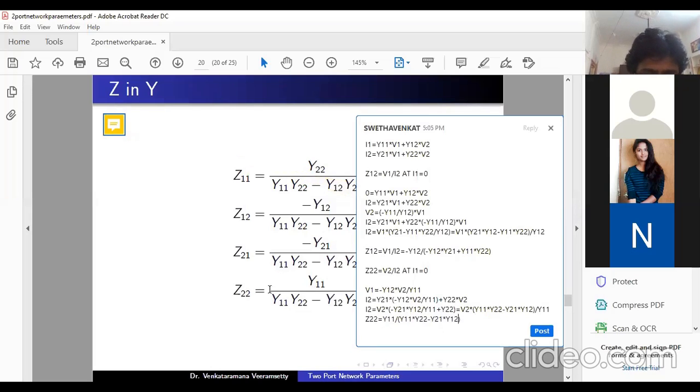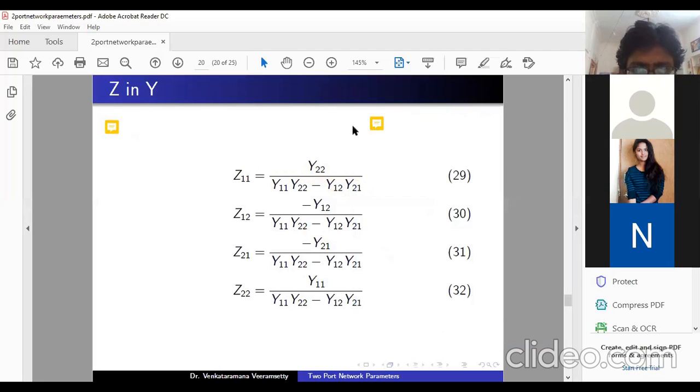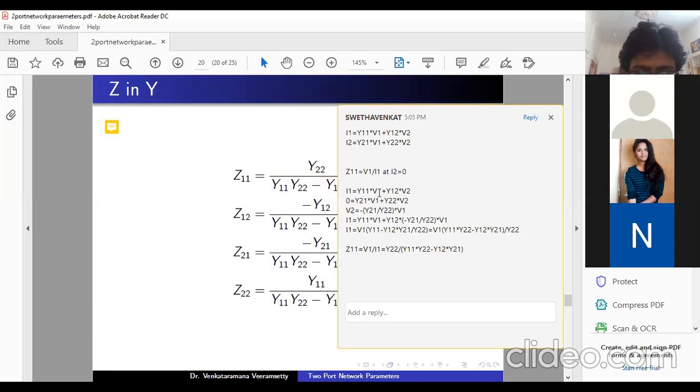See, Z22 is also satisfied. Now what's pending? Z22 is completed in terms of the y parameters, Z12 is completed, Z11 is also completed, and Z21 is remaining. Z21 we have to finish.